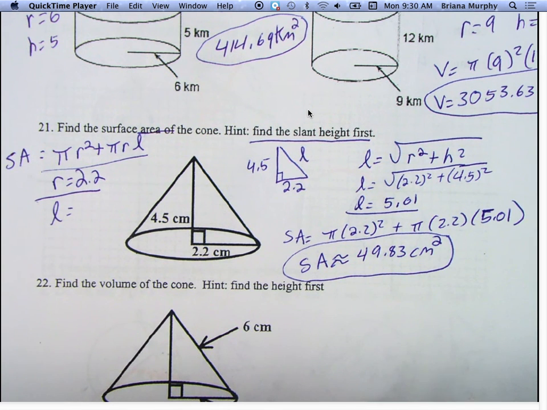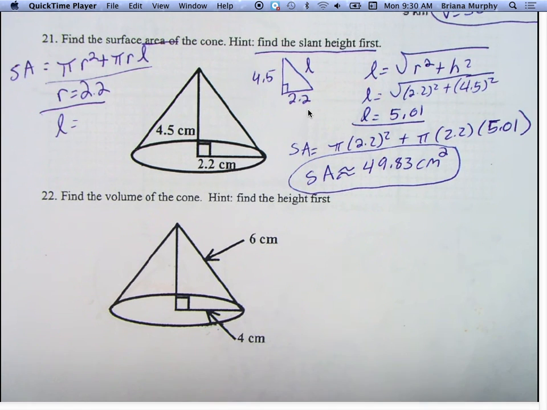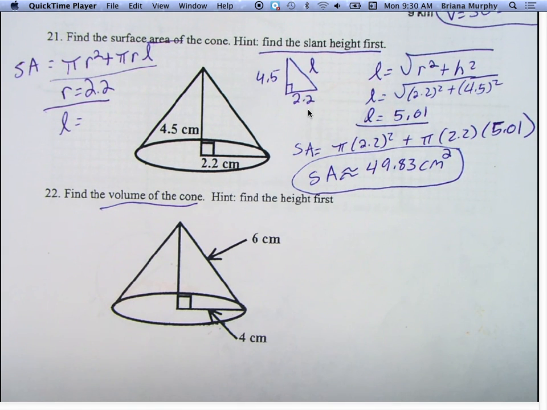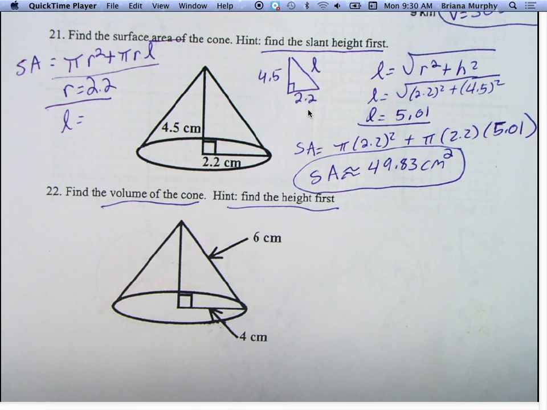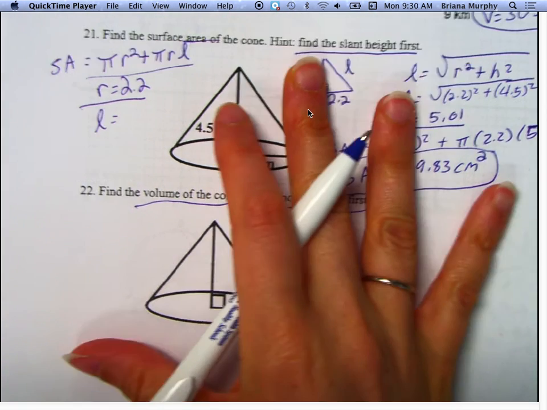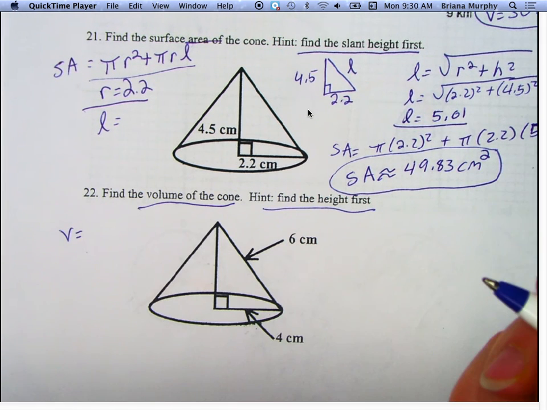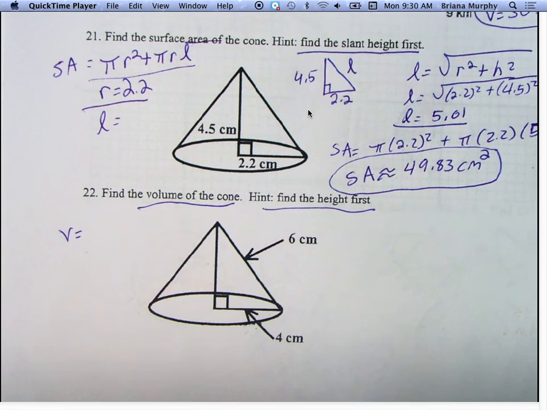Okay. Number 22. Find the what of the cone? Volume of the cone. That's how much I can stuff inside the cone, like how much ice cream if I didn't want my cone to have anything on the top of it coming up. Okay? So it says hint, find the height first. Let's first talk about what's the equation for volume of a cone. Anybody remember? Should be in your circle book.